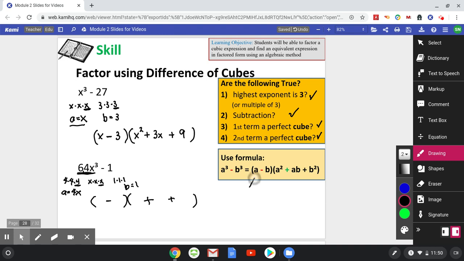Let's look at the formula box. The first term is an a. A is 4x. I will be putting 4x right here. The next term is a b. B is equal to 1. I will be putting a 1. This completes the first parenthesis.